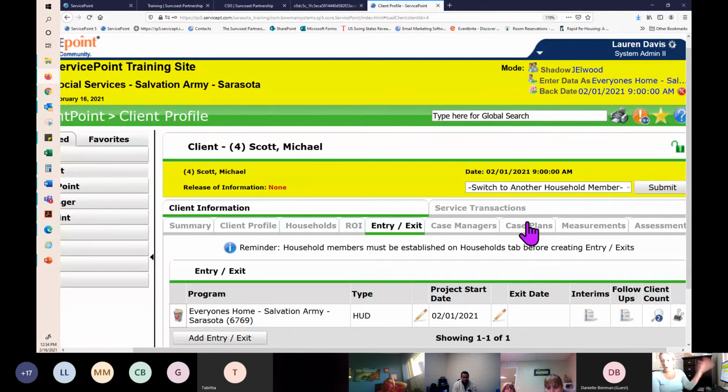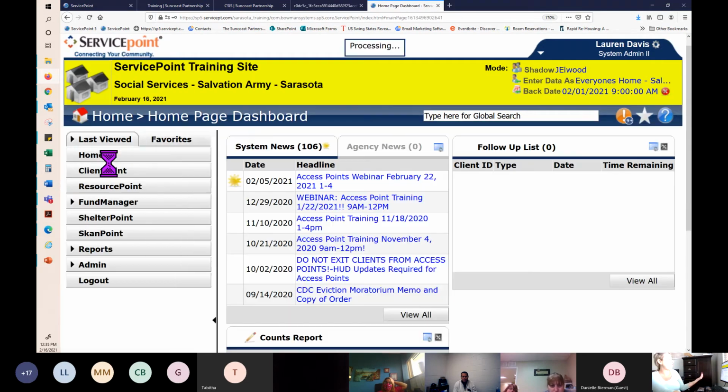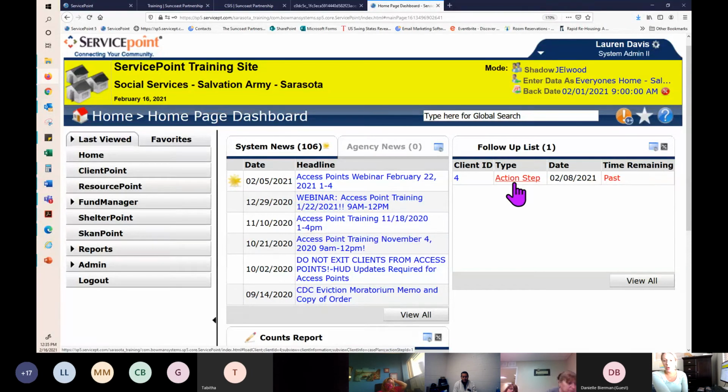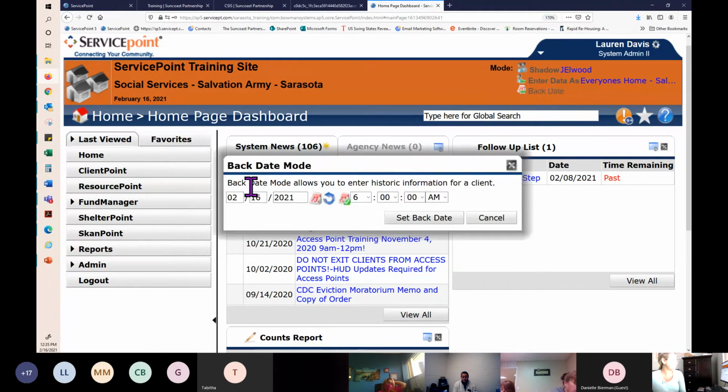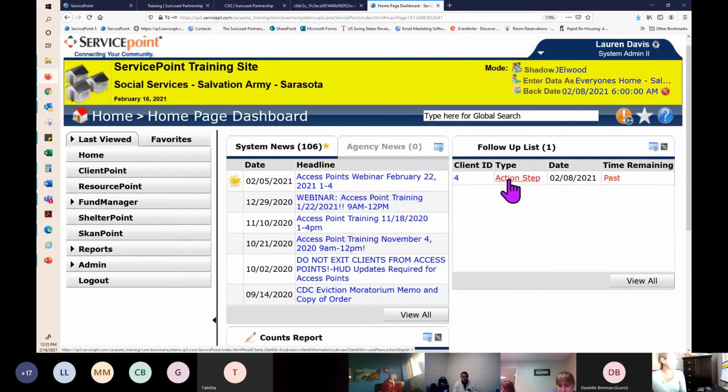Okay. So our entry exit universe, this is where we're showing that the client's in this project. This is where we're updating information. So we're actually going to hypothetically go back home. I'll show you guys. Remember we had that action step. This is how I'm Jessica, and I'm reminding myself that I have this action step to do. So I'm going to show everybody how to do an interim. We're going to say that this is 208. We're going to go to this action step.